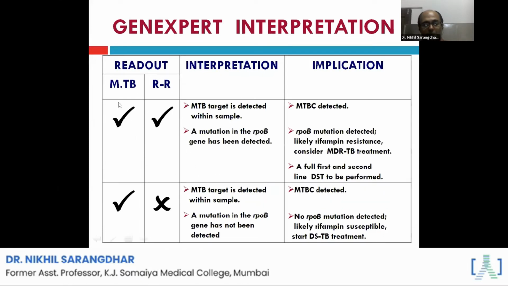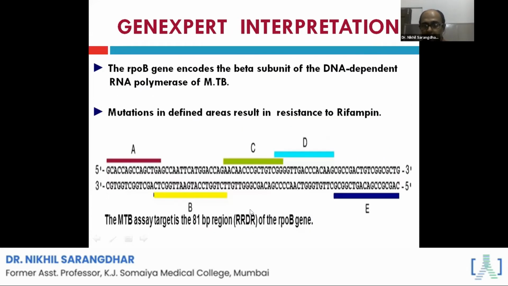Okay, if you have MTB detected and RIF resistance detected, then it means that the RPOB mutation is there. This patient is RIF resistant, is likely to fail a rifampicin containing regimen and therefore should be considered for starting treatment on an appropriate regimen for MDR-TB. And you should also do a full first and second line DST to confirm the diagnosis. If your MTB is detected but there is no RIF resistance, that means there is no mutation in the RPOB gene. Therefore, this patient is likely to be RIF susceptible and you can start a regimen for drug susceptible TB.